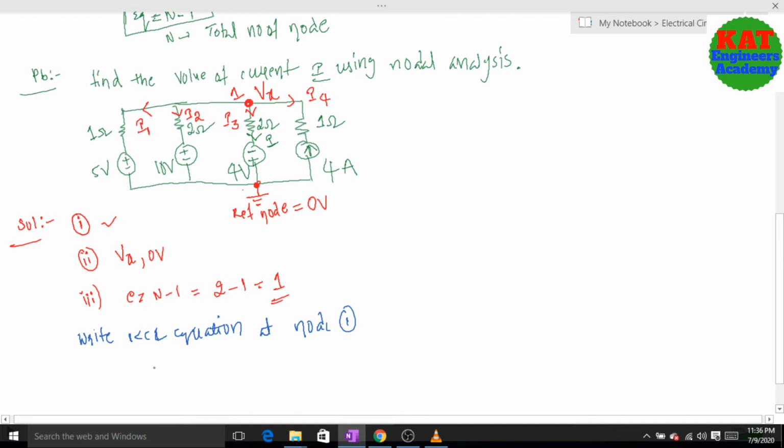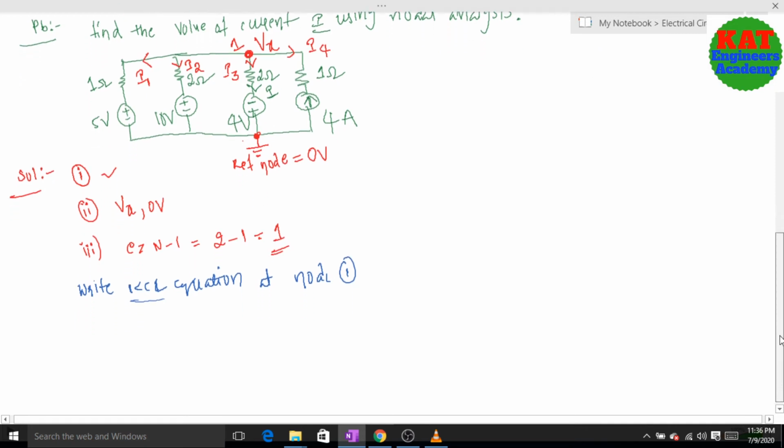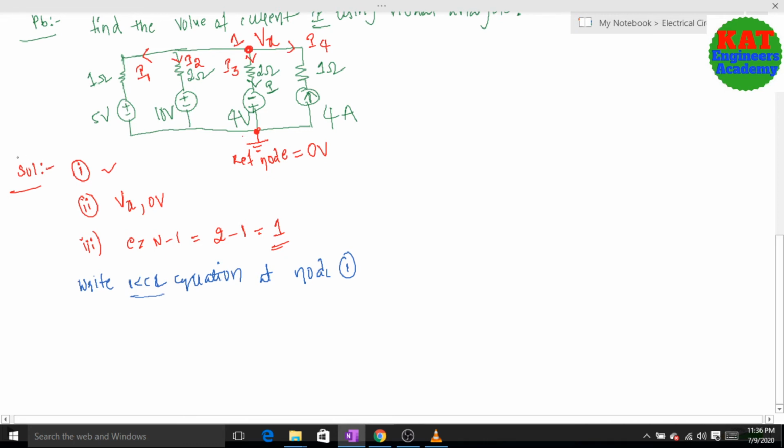According to the KCL, Kirchhoff's current law, the algebraic sum of currents at a node is equal to 0. So finally, we can write at the first node, how many currents are we having? 4 currents. So the algebraic sum of all outgoing currents is equal to 0. So finally, we got the KCL: I1 plus I2 plus I3 plus I4 equal to 0. So all are outgoing currents.